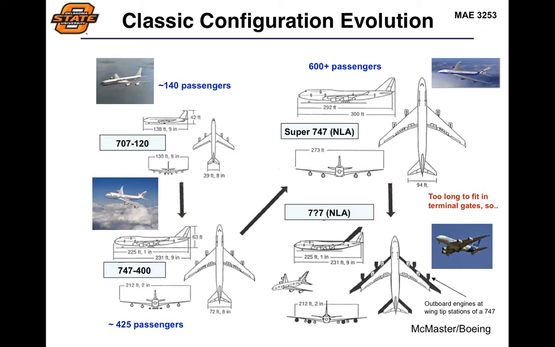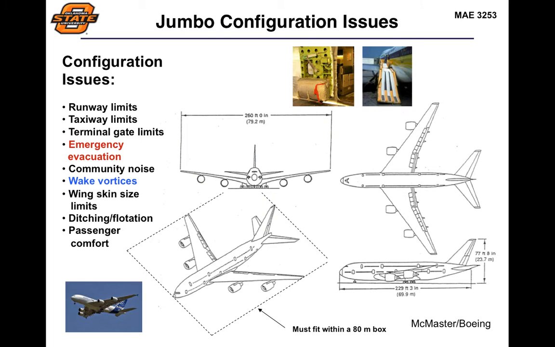You look from the 707 to the 747 to that NLA concept, and then the A380 as part of that. So the trends in the overall aircraft design have stayed the same, even though the scale gets larger and larger. Now, as I mentioned, there are issues with this, right? Even if you can build it, doesn't mean that it's necessarily going to work from an operational standpoint.